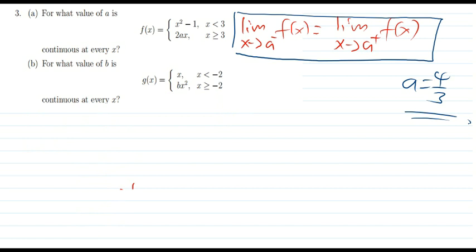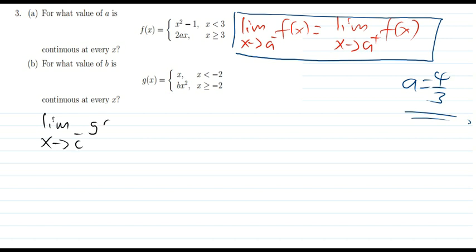Let's go to part B. So they're saying for what value of b is g of x continuous. So like we said, for a function to be continuous, you have to write this condition. That is the first thing. For a function to be continuous, this has to be true. As x is approaching, you can use a or c.